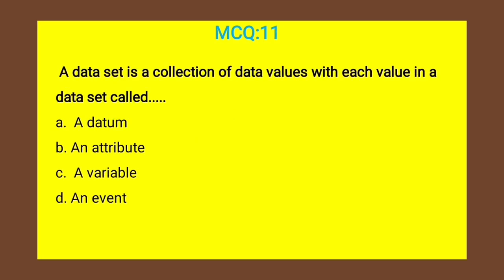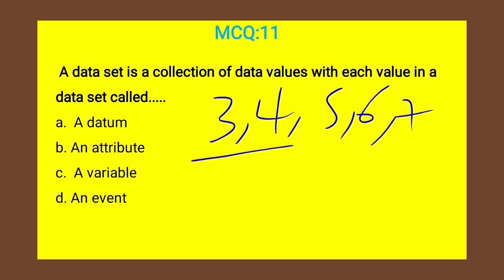Question 11. A data set is a collection of data values, with each value in a data set called what? Let me come again. For example, let's say I have 3, 4, 5, 6, 7. This is my data. It's called a data set. 3, 4, 5, 6, 7 is my data set. Let me put it in curly bracket form. It's my data set.